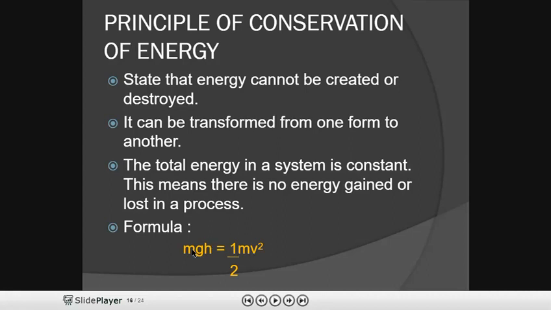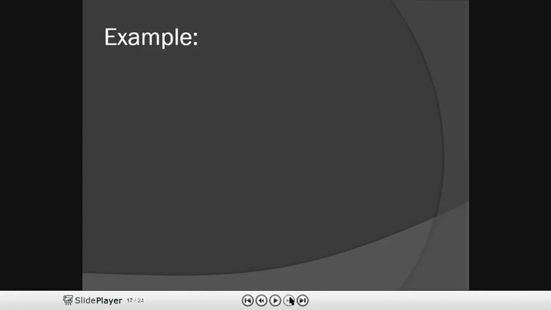So the potential energy of any object at its highest position will be equal to its kinetic energy when the object comes to the ground level. Is it clear? So it is actually that these two energies are interconvertible for an object which is moving from some height to the ground level.